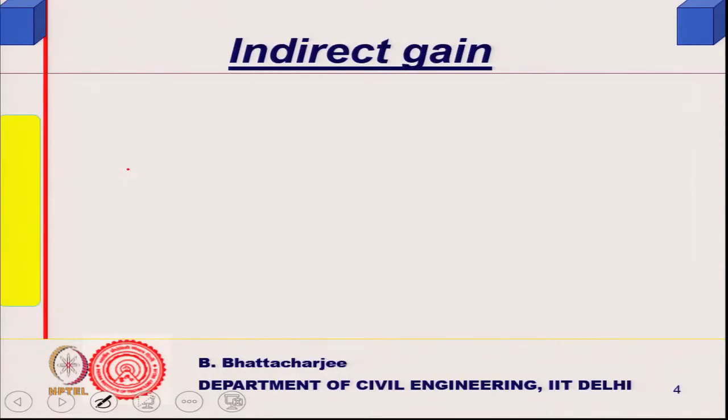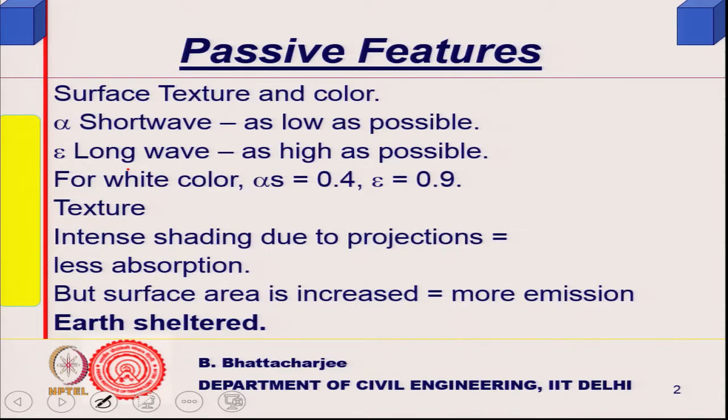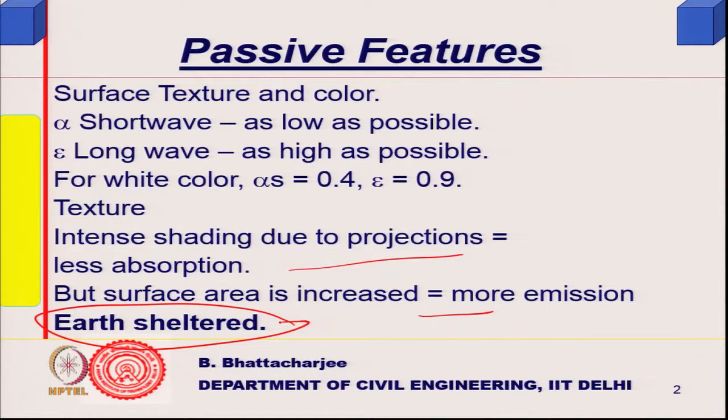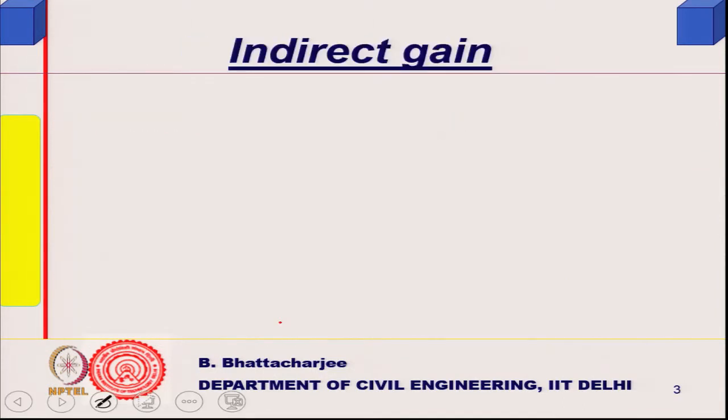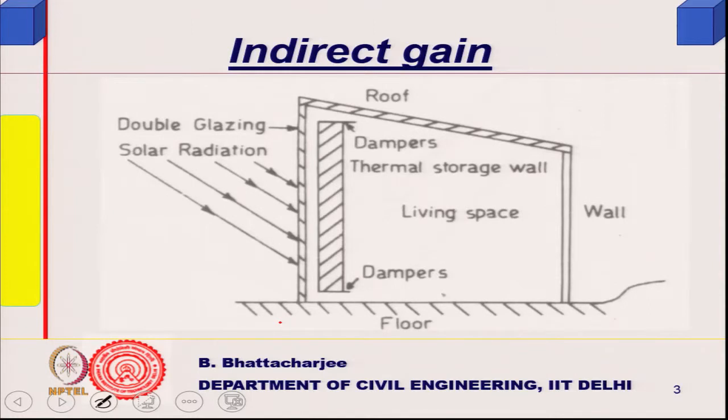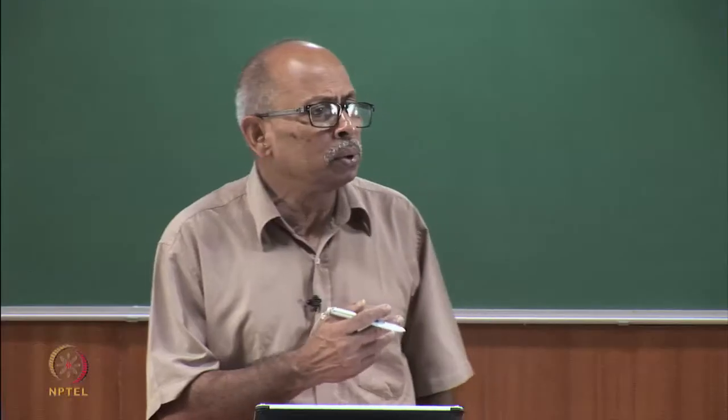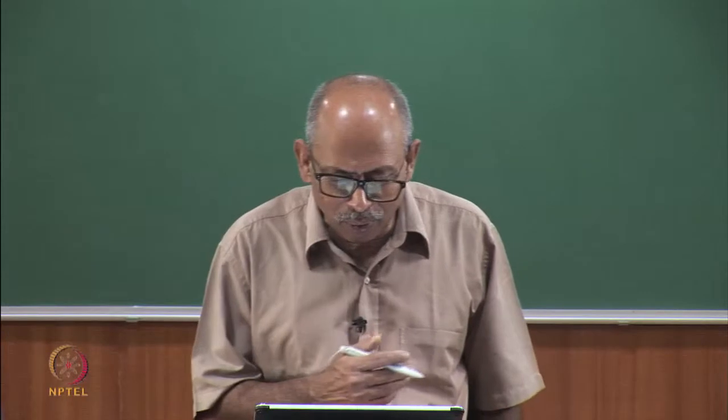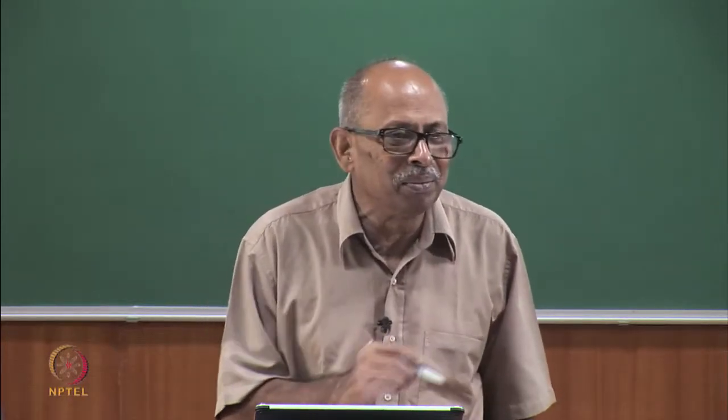So, texture means intense shading due to projection, less absorption, and for emission the surface area is increased. Therefore, there is a possibility. We can make earth shelter structures, basements and similar ones, we will come to that sometime later on. Now, there is a wall, in fact, for solar gain, developed in France, the Trombe-Michel wall. I am not sure whether they use it these days or not, but this is a concept that was developed there.